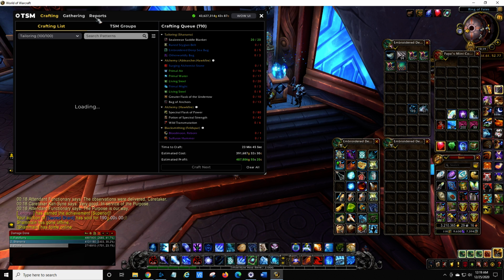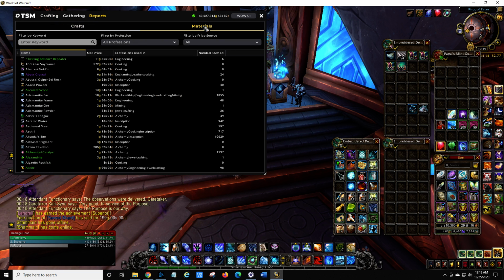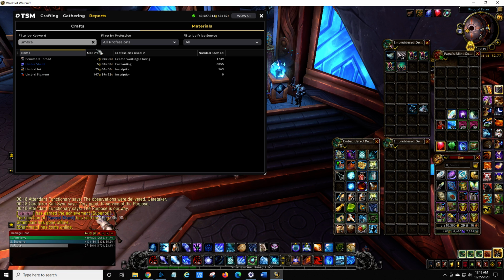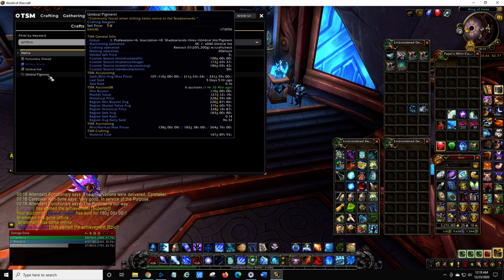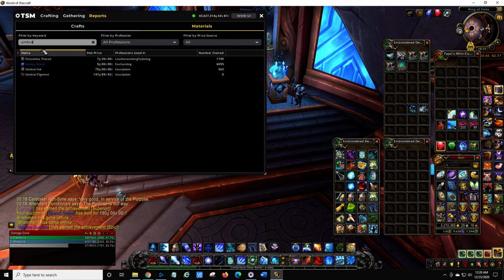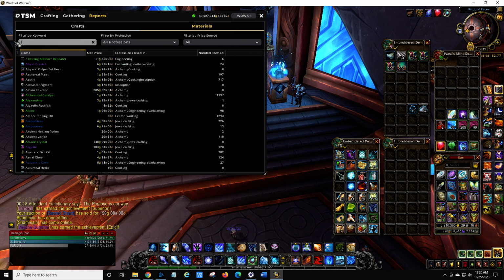Over in TSM, I think what you want to do is come up with a ratio. I wish I had the pigments here, but let's say umbral pigment. If we look at the price there, the market value is 127, the region sale average is 183. So I was thinking I would take that number from my spreadsheet and multiply it by a ratio compared to luminous pigment.